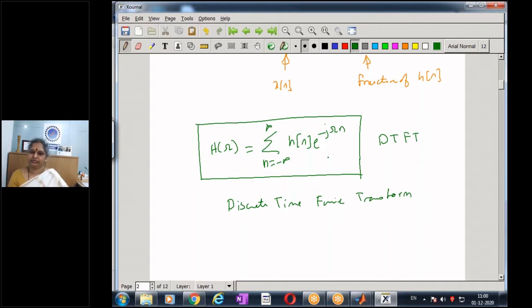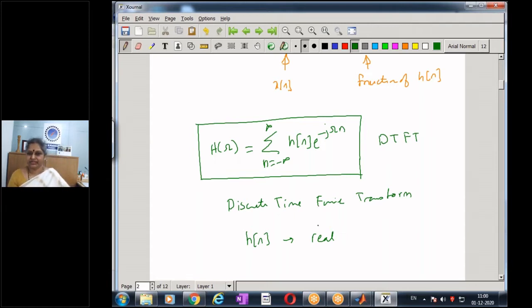Now we will look into this H of omega later on, but what we recognize is that h of n is always real. Though we often say that if h of n is real, this is valid, h of n is always real for any physical system. I cannot multiply by a complex constant, and hence for any physical system, the coefficients are real, and the impulse response has real constants.